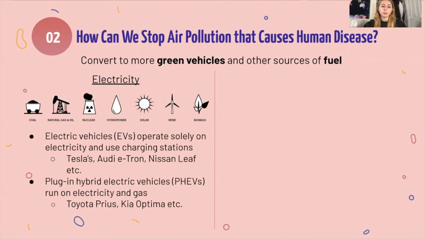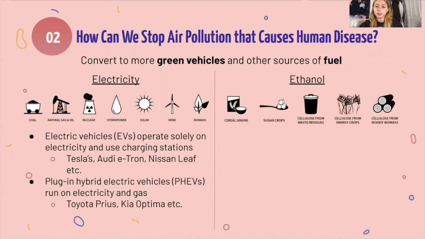Electric vehicles operate solely on electricity, and they use charging stations, such as Teslas that everyone knows. There's also plug-in hybrid electric vehicles that run on electricity and gas. So there's less gas and less carbon monoxide emissions, such as Priuses.